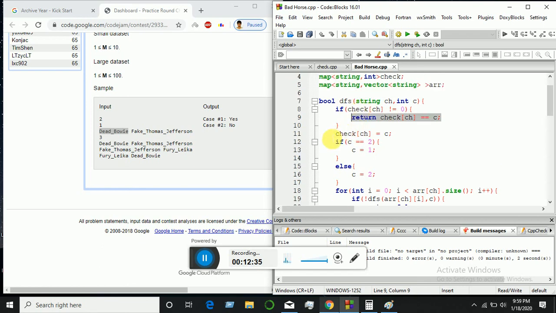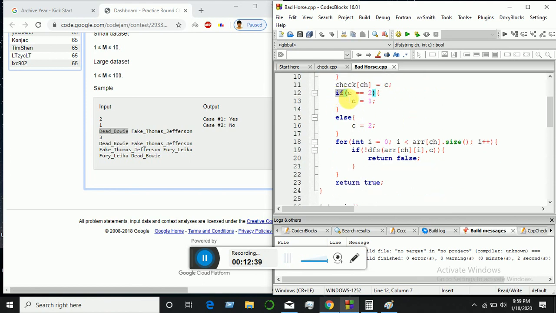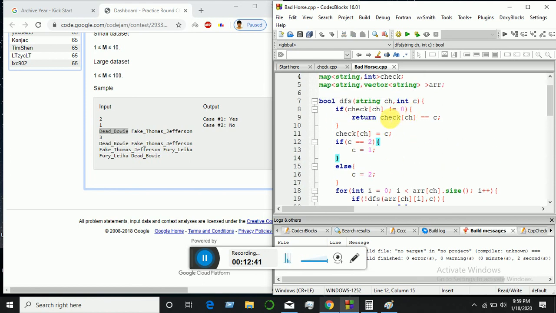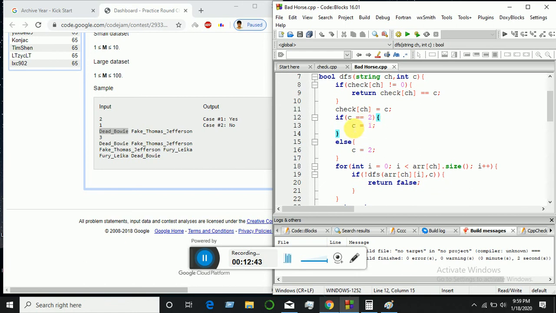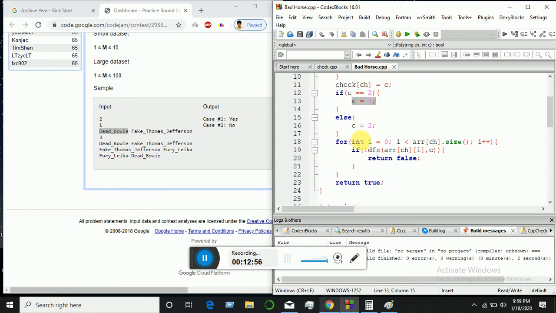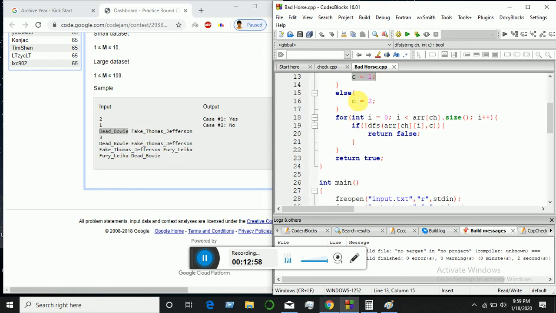If it is not initialized, then I initialize it. And if this value is c equal to 2, then the ones connected with it must have the opposite value, right? So if the value is c equal to 2 now, then in the next step its value becomes 1, and the same case for c equal to 1.